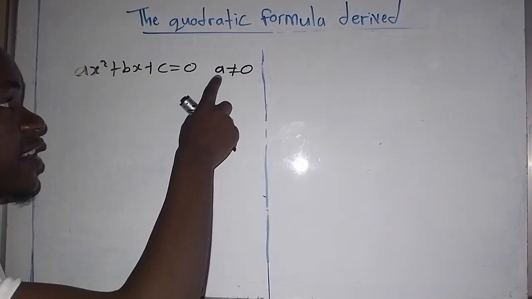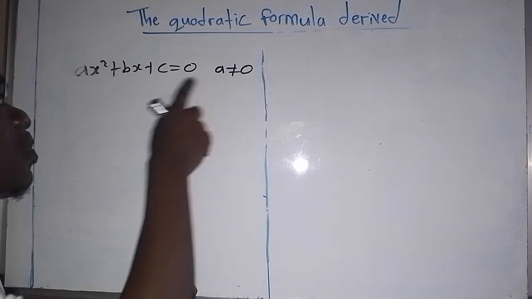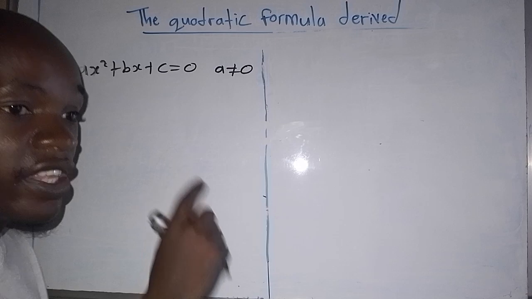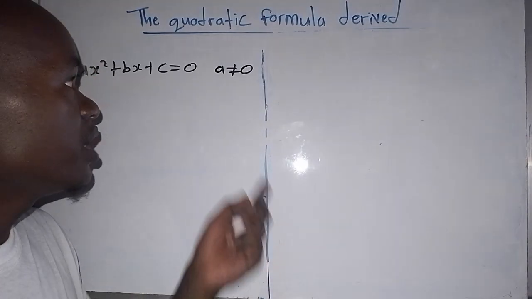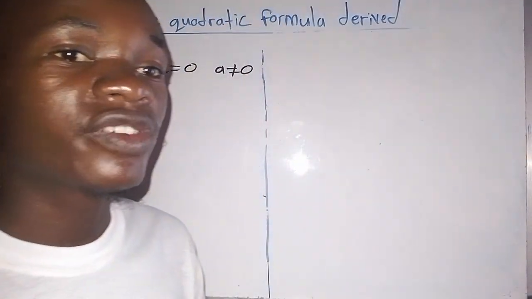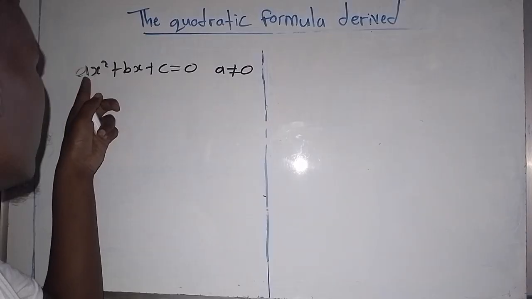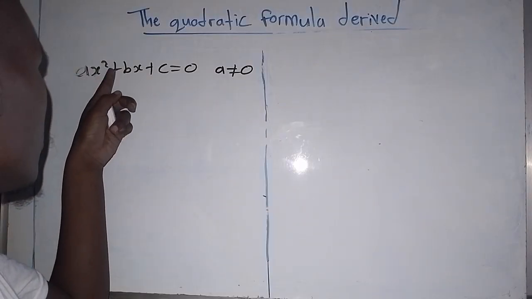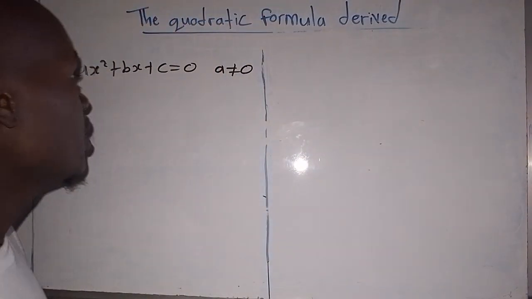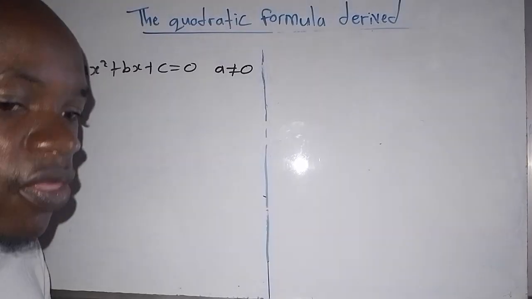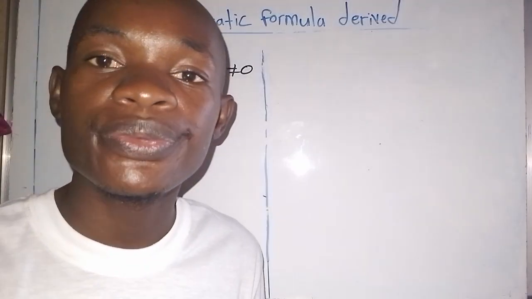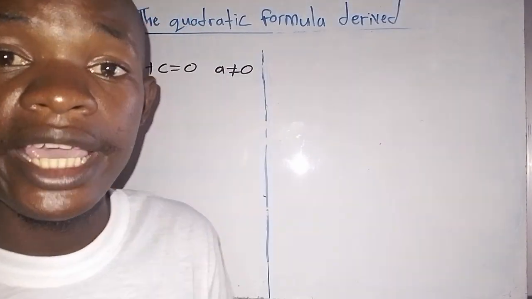Here it says a shouldn't be 0, because when a is 0, the x squared term is also going to be 0 and the equation will not have meaning. It is not possible for the coefficient of x to the power 2 to be 0. Now we are going to use the method called completing the square to show where the quadratic formula came from.